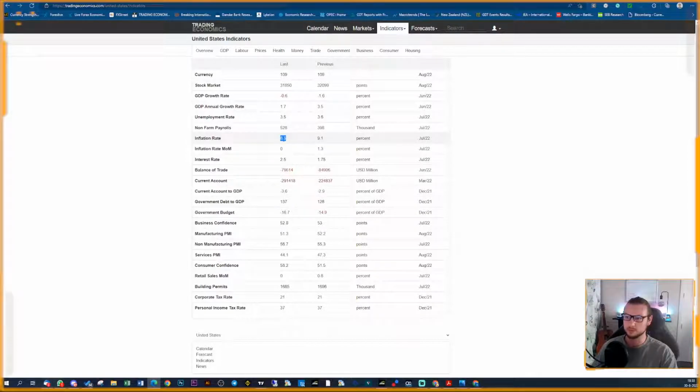So I was looking at the inflation rate. It dropped a little bit because, again, oil dropped. The interest rate is at 2.5%. Last time it was at 1.5, so it made a jump of 0.75, which they also did the previous time.